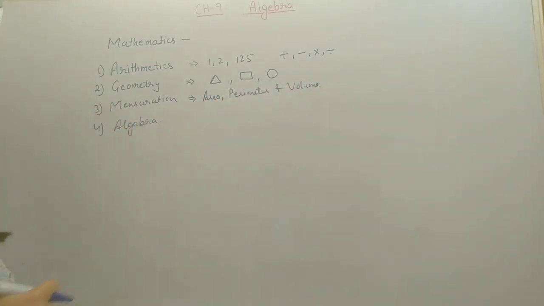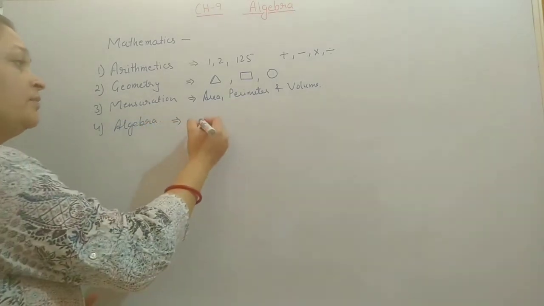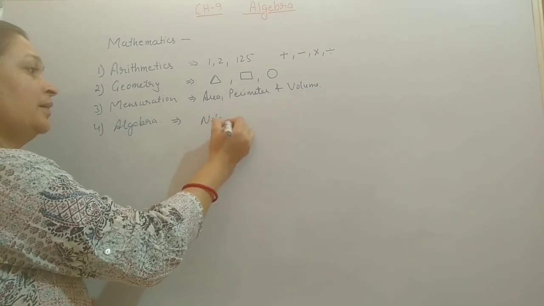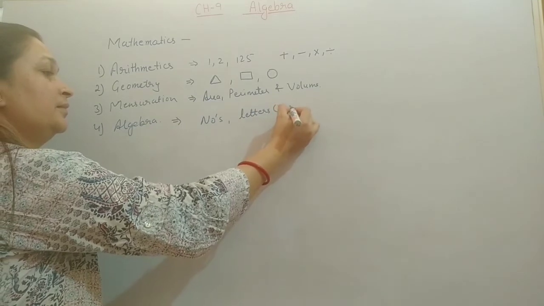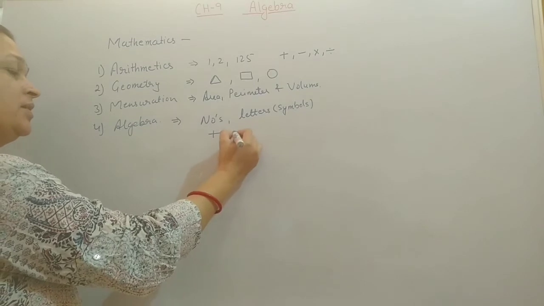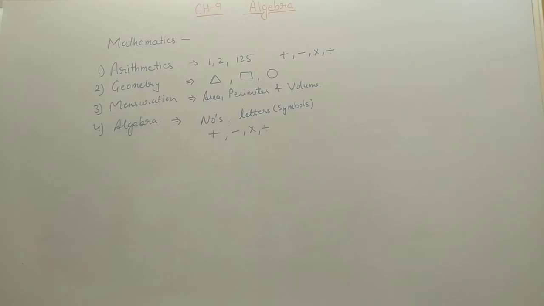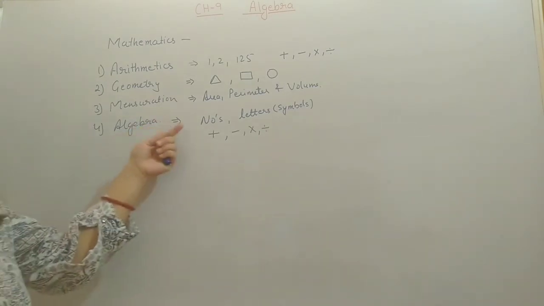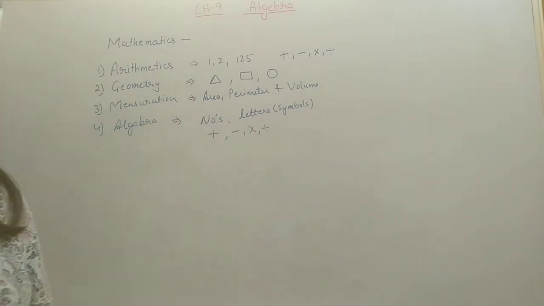Now what is algebra? When we will deal with numbers with letters. Letters here, English letters. When we will deal with numbers and letters or symbols with the help of 4 operations: addition, subtraction, multiplication and division, then we will call it algebra. It means algebra is a branch of mathematics in which we will deal with numbers and letters with the combination of these 4 operations.